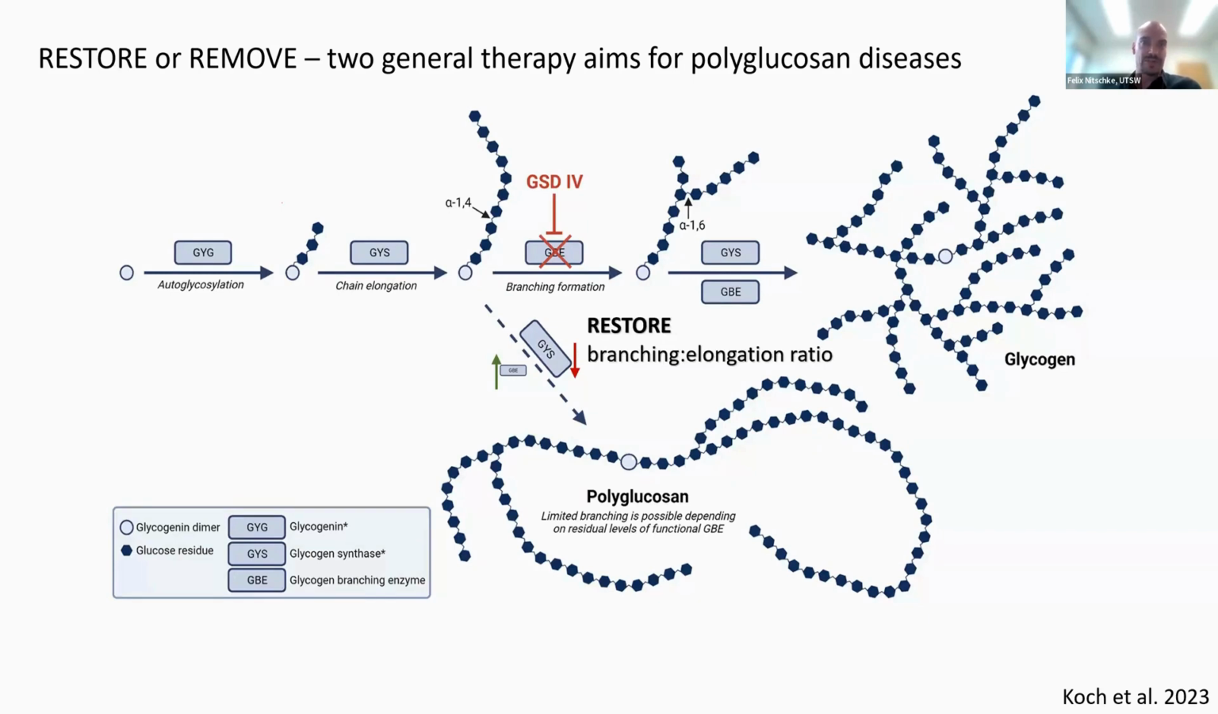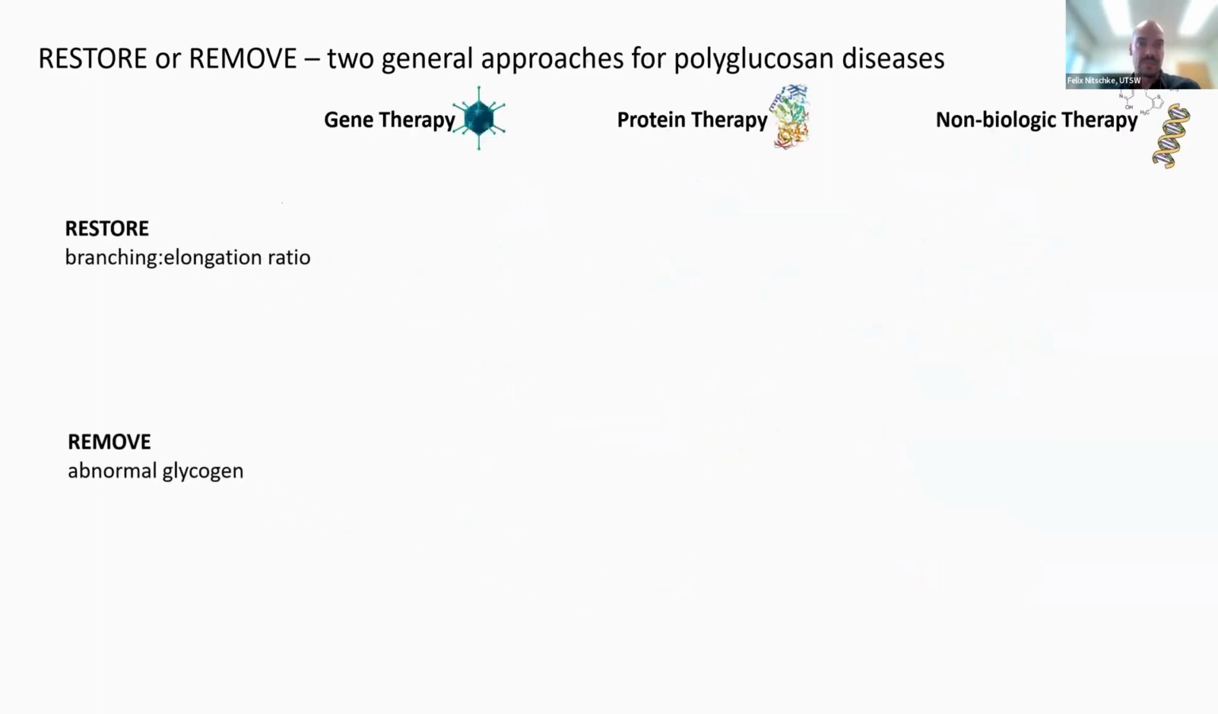In general, treatment approaches can be classified by what they aim to do. Some aim to restore the branching to elongation ratio. This means we either increase the frequency of glycogen branching or we reduce the rate of chain elongation. Other approaches aim to remove the already piled up abnormal glycogen. These therapeutic aims, restore and remove, can theoretically be achieved by different approaches.